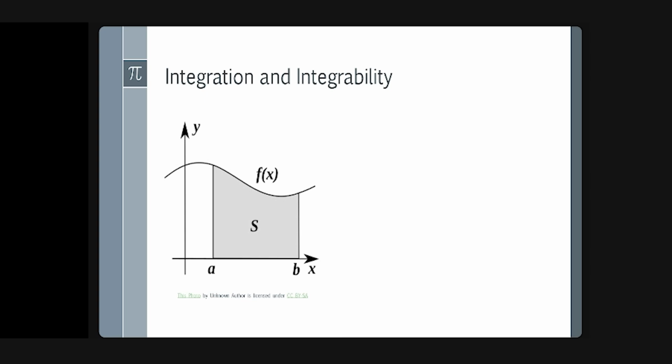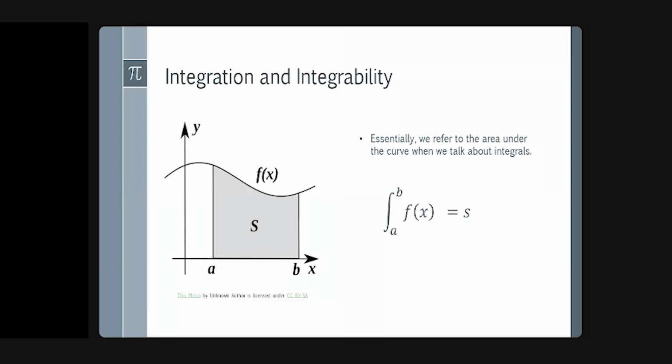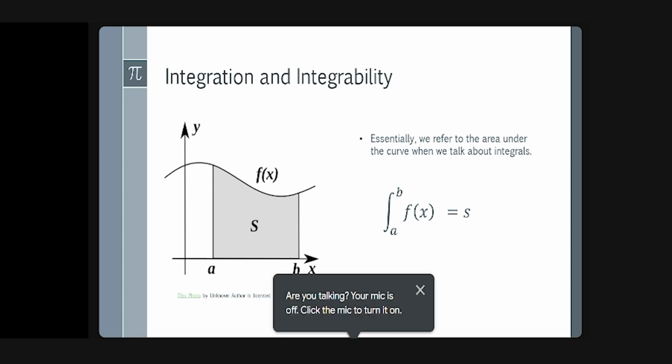What do we mean when we say integral of f over [a, b]? So essentially, we refer to the area under the curve. S represents that area. So I can say integral a to b of f(x) is equal to S. So essentially, we mean area under the curve. That's what an integral is.